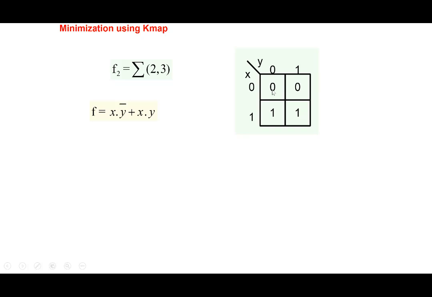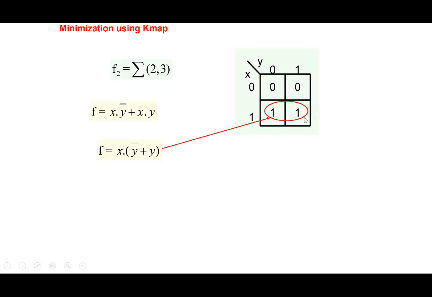Note that the first term can be written as x, y bar. The second term can be written as x, y. Our minimization was based on taking the common variables out. We can take x out and we get y plus y bar. When you take x out, you're combining the two terms together. The first term corresponds to the first box here, and the second term corresponds to the second box. This combining, we can represent by this encircling here. So when you encircle the two, you're combining the two terms.